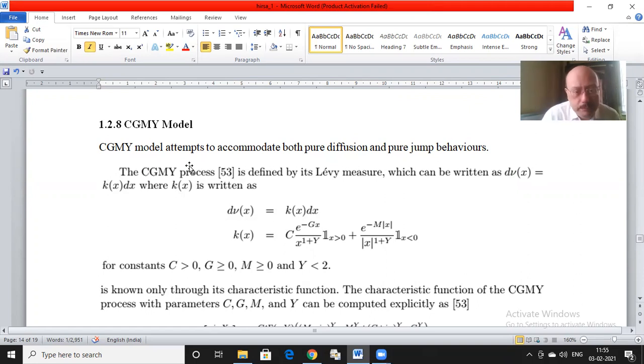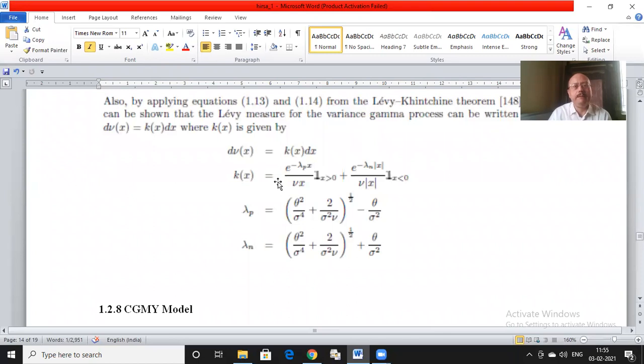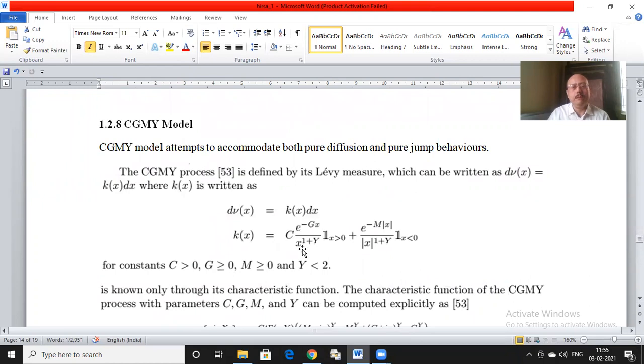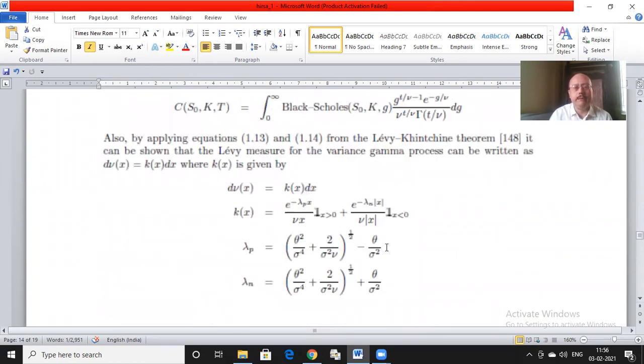So to go straight to the Levy process for this CGMY model, again, d nu x is defined as k x dx. I have an explicit density, and k x is given by this positive news component and this negative news component. Here, unlike the variance gamma process, where there was only an intensity here and a linear term in the denominator, now you have a power law in the denominator. And that power law is dictated by this parameter, capital Y. So if I put capital Y equal to 0, then it will look like the variance gamma model.